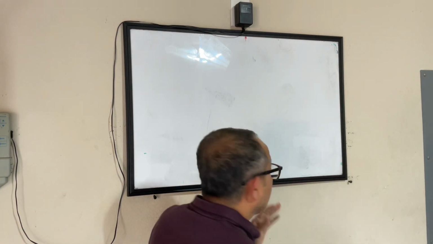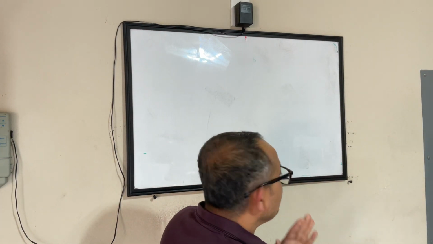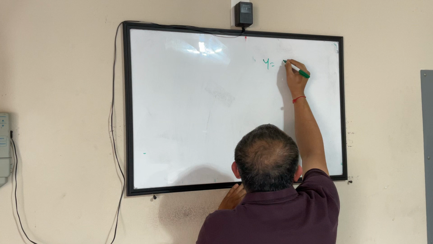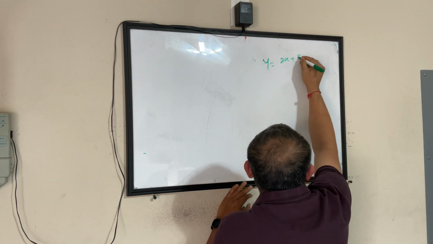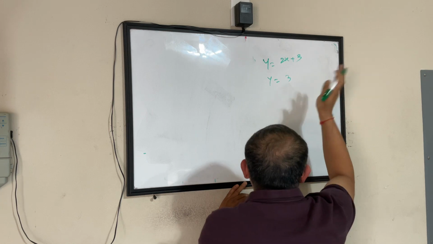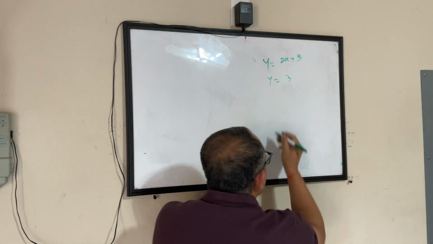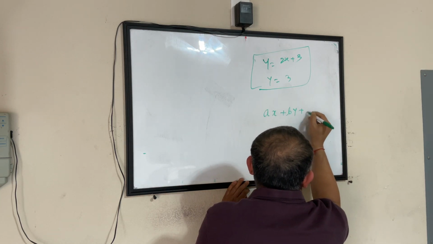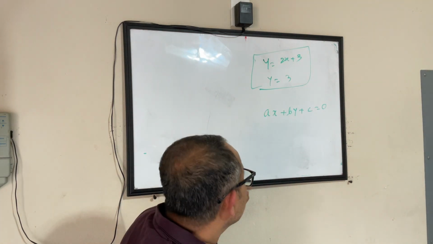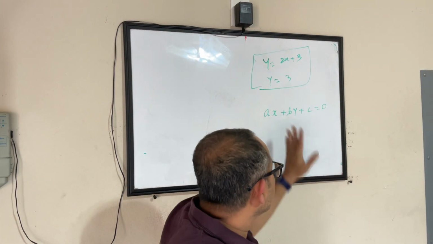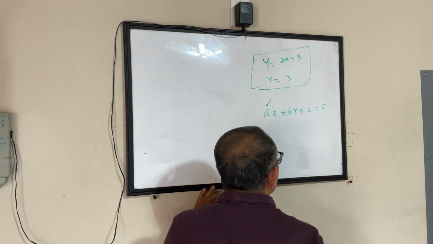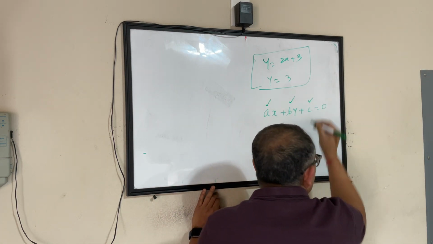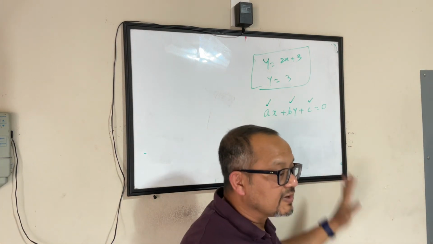But yeah. Now, we have seen linear equations. Now what we want to do is generalize this. We saw y equal to 2x plus 3, and y equal to 3. Whatever equations we saw, we want to put a standard form to these equations, which will say ax plus by plus c equal to 0. Every linear equation can be written in this form, where a is the coefficient of x, b is the coefficient of y, and c is a constant. So this becomes a standard form of a linear equation.